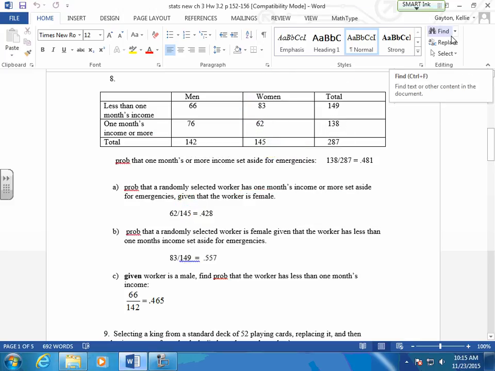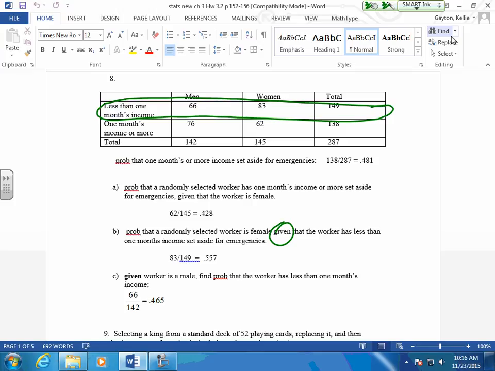Probability that a randomly selected worker is a female given that the worker has less than 1 month's income set aside. So where's my given? A row or a column? A row. Less than 1 month's income set aside. And I want that it is a female. Female over total. Good? Will you have your work? Yeah. Okay.